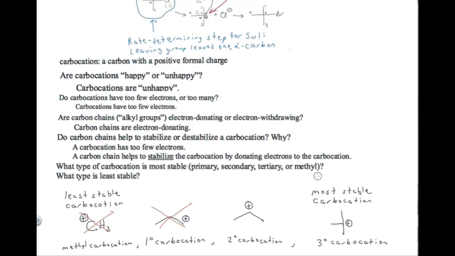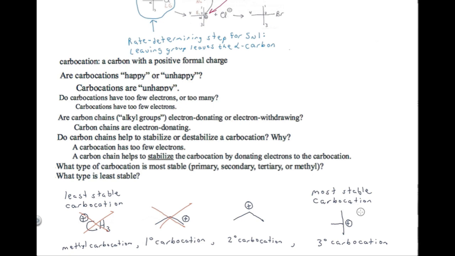Another way to describe this is we could say that a tertiary carbocation is the most substituted, and a methyl carbocation is the least substituted. We'd say this is the most substituted because it's got the most carbon chains around it, and this is the least substituted because it has no carbon chains around it. So we would say this is the most substituted carbocation, less substituted, least substituted. So we would say that substitution stabilizes carbocations.